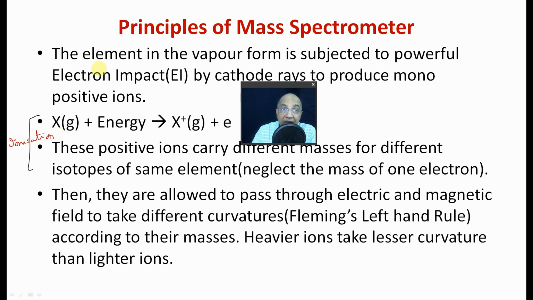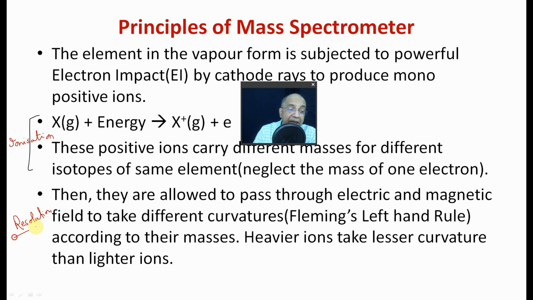First, the element is vaporized in a chamber and then subjected to high energy electron impact with an electron beam, and each isotopic atom is now converted to isotopic ions having different masses. The second step is the separation stage, the resolution.